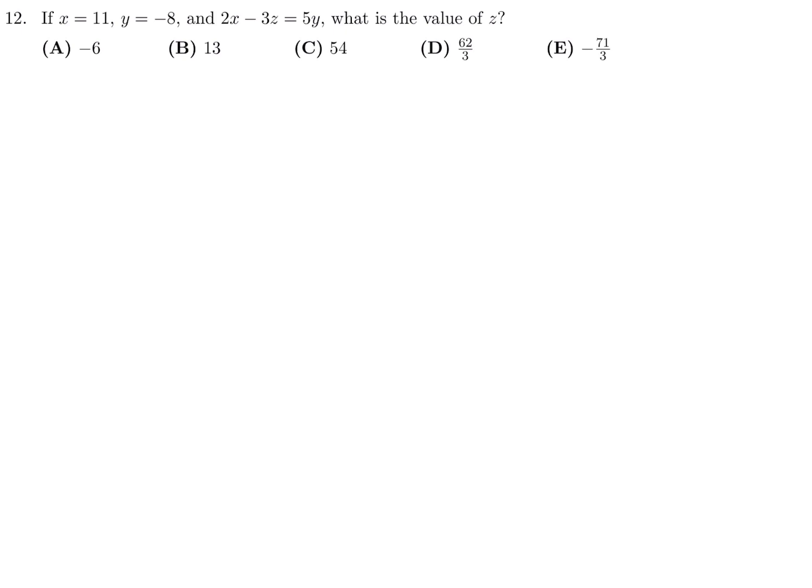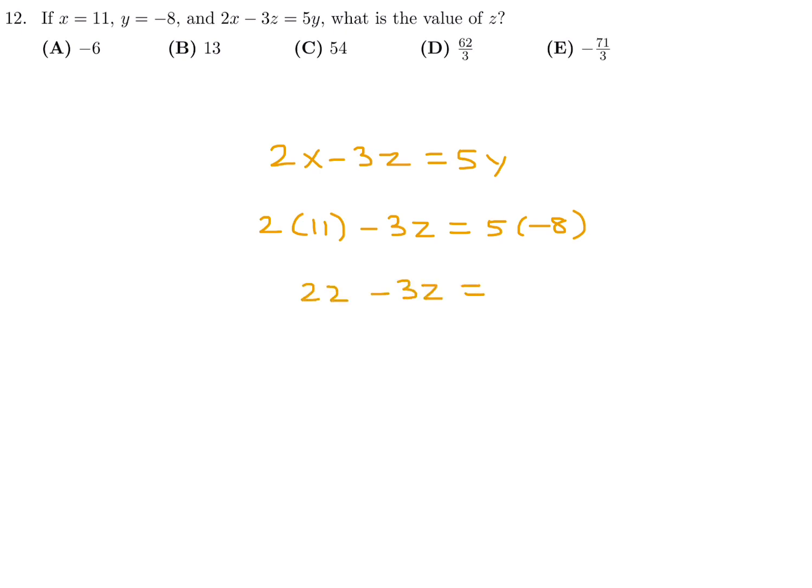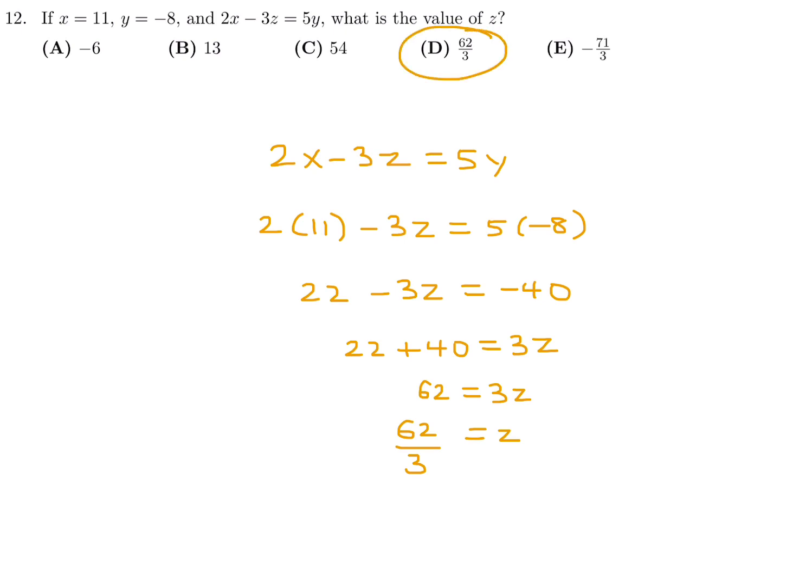X is 11, y is negative 8, 2x minus 3z is 5y. What is the value of z? Okay, 2x minus 3z is 5y. Let's substitute those values. So we got 11 for x, and then for y we have a negative 8. So we have 22 minus 3z is minus 40. So that means 22 plus 40 is 3z. So we got 62 is 3z, and therefore z is 62 divided by 3. And that is choice D for number 12.